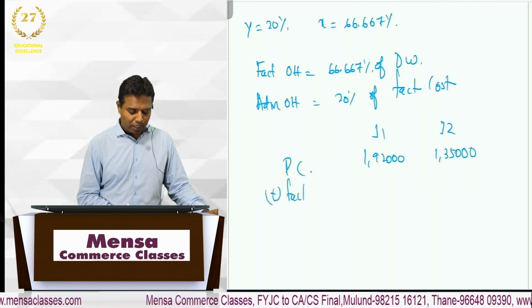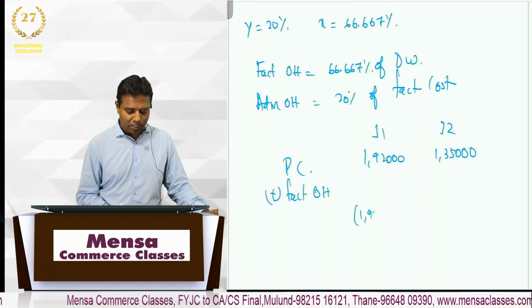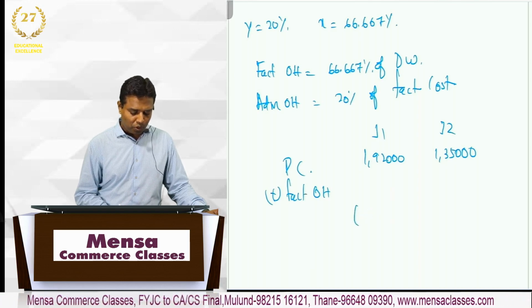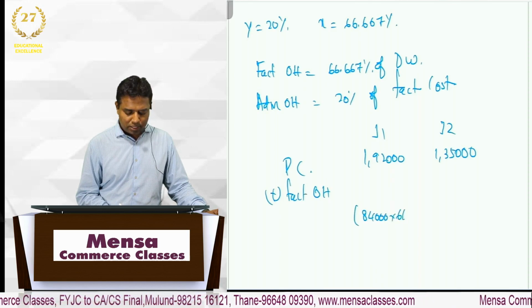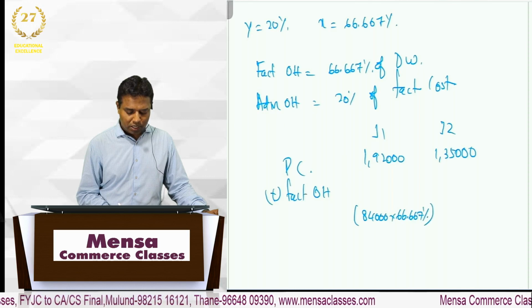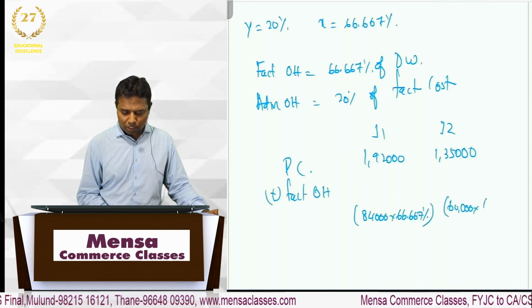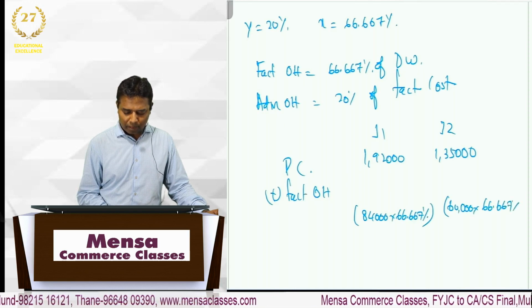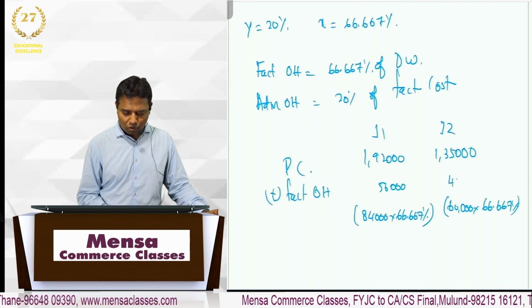Add factory overheads. How do I do factory overheads? That is 66.67% of my direct wages. So 84,000 into 66.667%, and here it is 60,000 into 66.667%. So I'll do that. That will give me 56,000, and here it will give me 40,000.